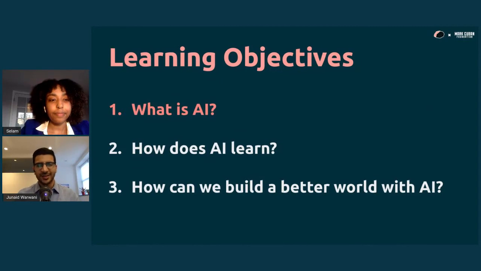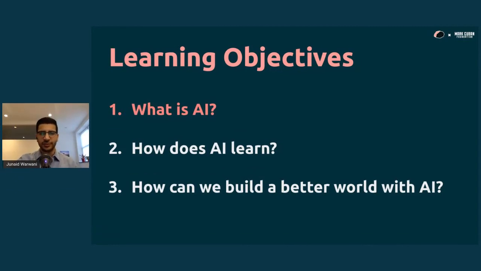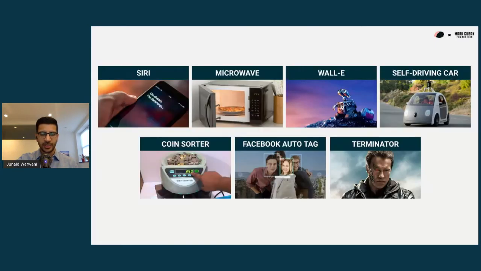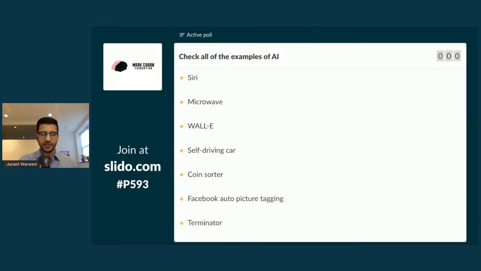Thanks so much, Salam. Let's dive right into our very first learning objective. What is AI? And to talk about this, we're gonna play a little bit of a game. I'm gonna show you some examples and you'll be able to hop onto Slido again and try to see whether you can identify the things that are AI and those that aren't. And the examples we're gonna talk about are Siri, a microwave, WALL-E, a self-driving car, a coin sorter, Facebook auto tag, and Terminator.